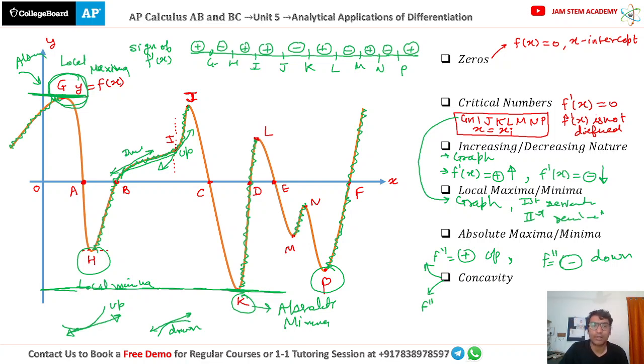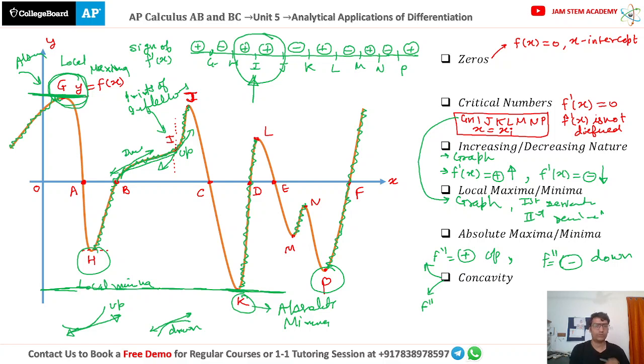So these types of points are called points of inflection. That's why this I is not coming in either local maxima or local minima, because this is a point of inflection. It is neither local maxima nor local minima. It is a point where concavity is changing, but nature is the same, increasing to increasing. As you can see on the graph as well, positive to positive, increasing to increasing. So these points are called points of inflection, where nature remains the same but concavity changes.